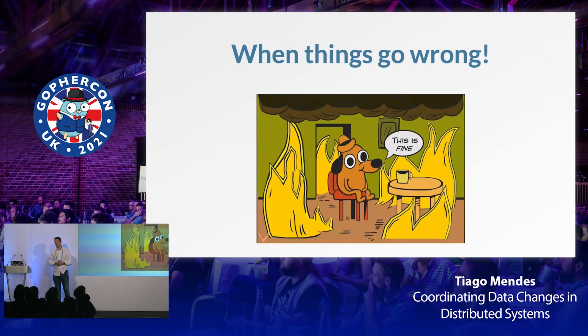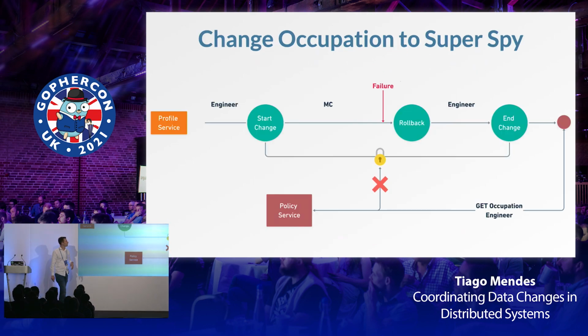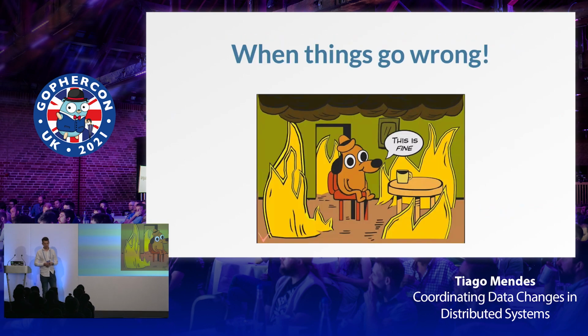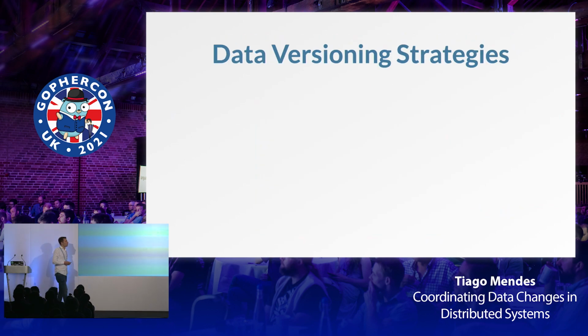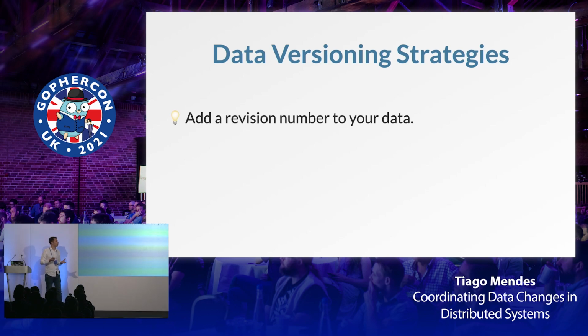But what about when things go wrong? And I don't mean this locking state. I mean that particular failure that I mentioned before. So at that point in time, what happens then? How can we actually roll back our data if all of this is happening asynchronously? Well, you need to consider data versioning strategies so that you know how your data looked like in previous points in time. One of the options is to, for example, add a revision number to your data.